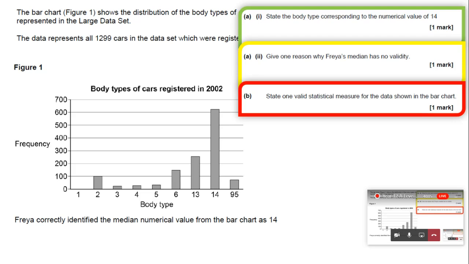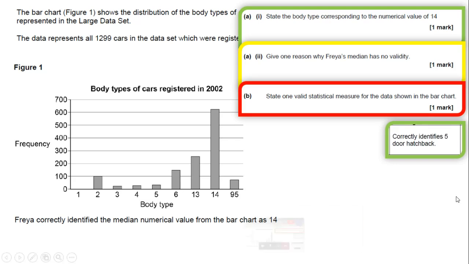The body type corresponding to the numerical value. Well, what was coming out as the most popular car type? You are expected to have an awareness of this. And that would be that you correctly identify a 5-door hatchback. So that is the most common type there, because it's the highest value. It's also the median, which we're told she correctly identified.